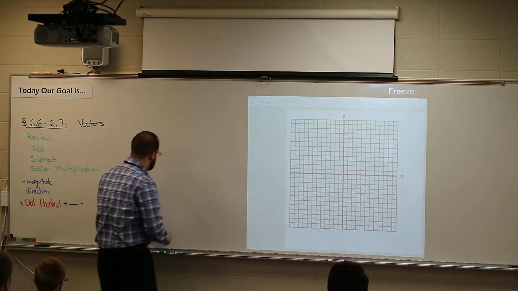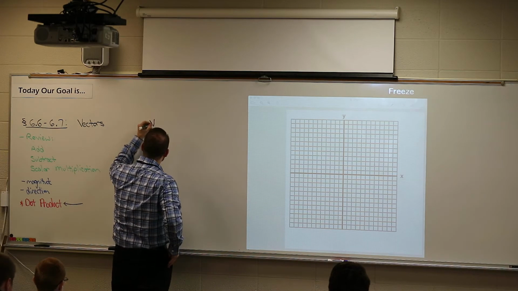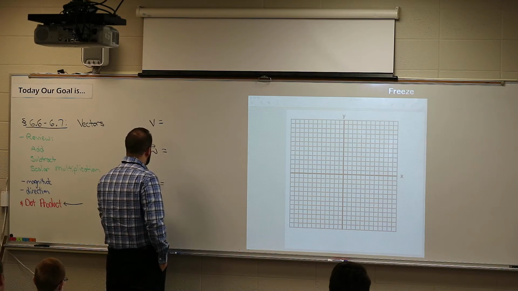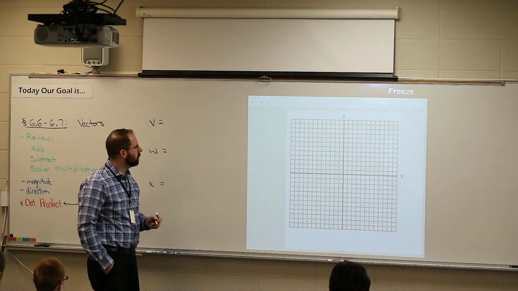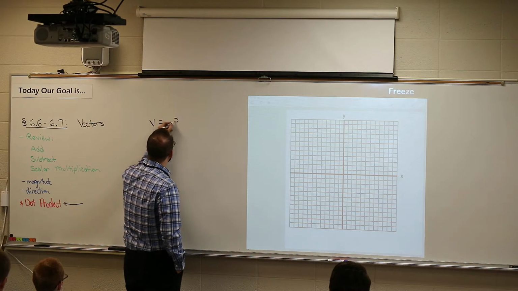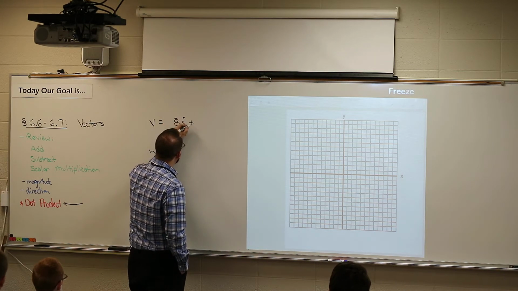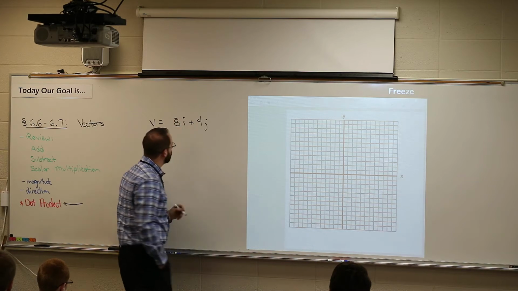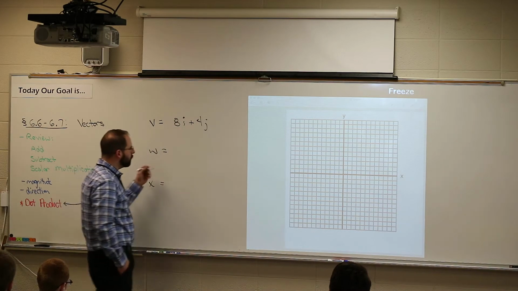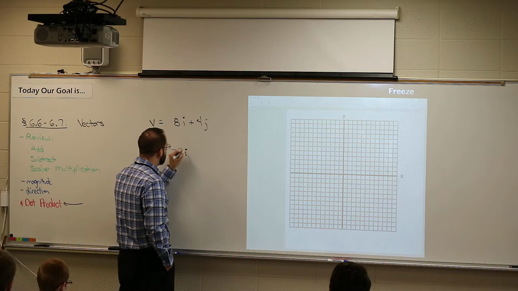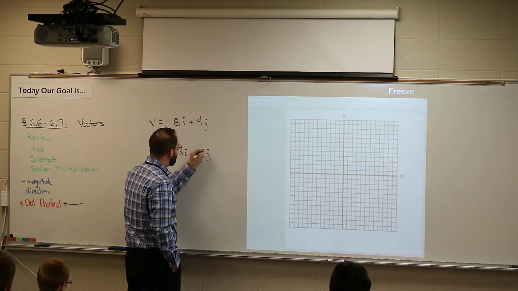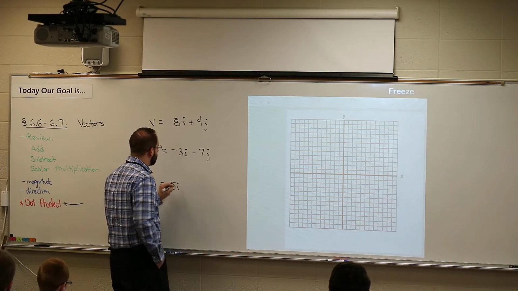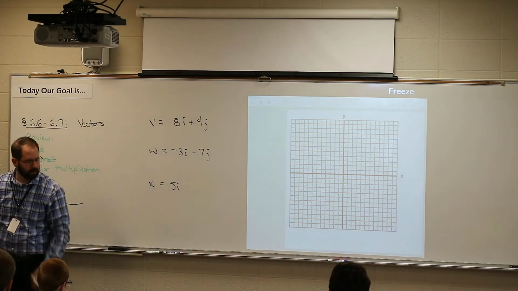Okay, so let's go with vector v here. We'll go with vector w and vector x. What was vector v we just had a little bit ago? 8i plus 4j. Sorry about my i's, they're squiggly. They're supposed to be italics, I can't do that. All right, so i and j. W, let's say that's negative 3i minus 7j, and let's go x here. Let's just go 5i. Okay, so there's my three vectors.